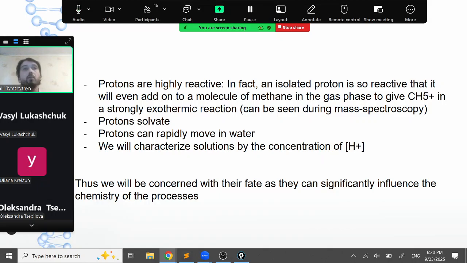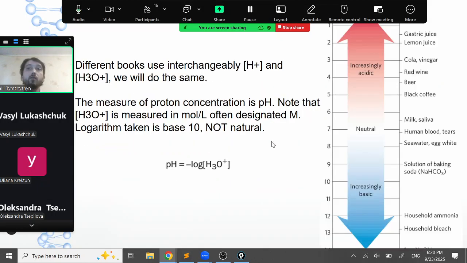and since protons are so interesting to us, we will probably want somehow to characterize solutions with the concentration of protons that we have, because we are concerned with their fate, and we know that they can significantly influence the chemistry of different processes that we perform in the solution.